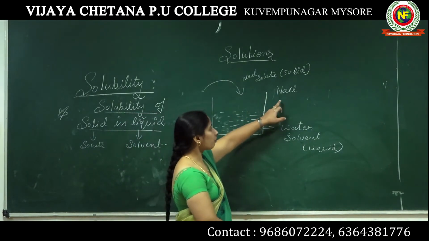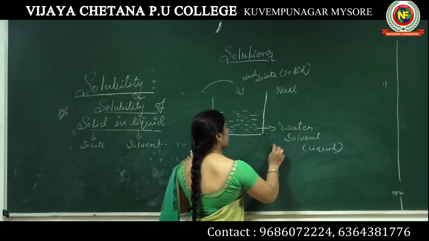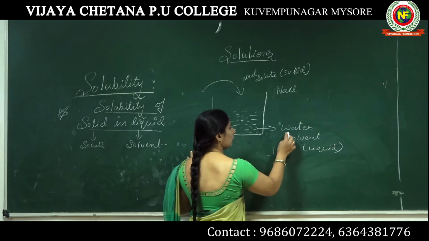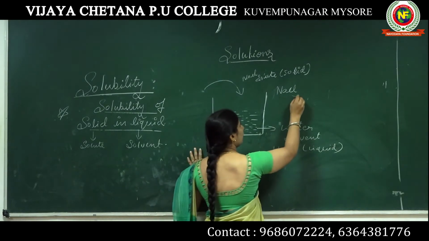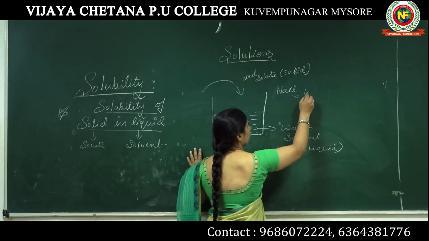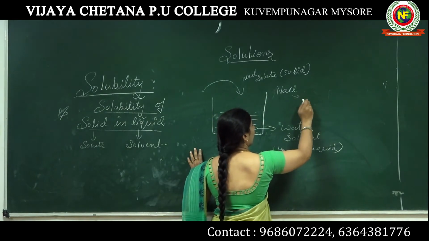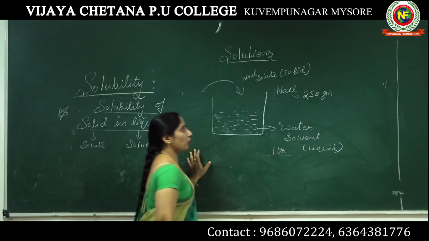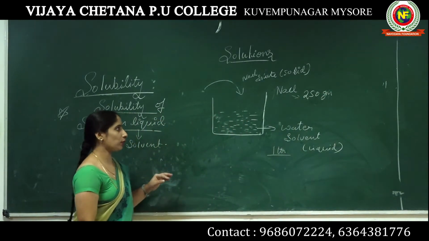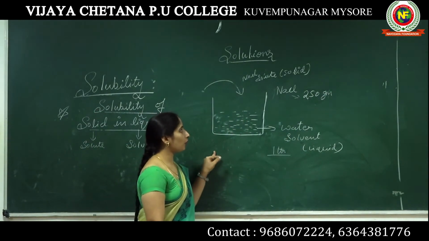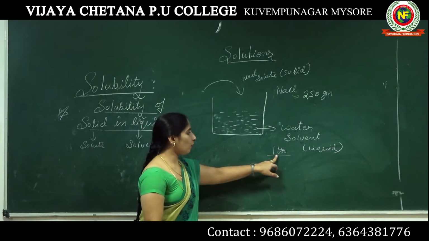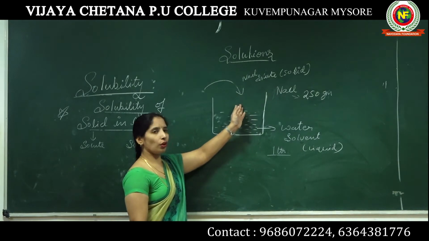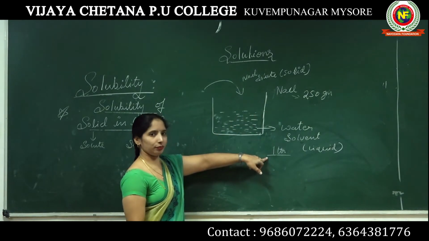And so I am adding. Here I am taking 1 liter of solvent, water. I am adding 250 grams of sodium chloride, a solid, to the liquid.